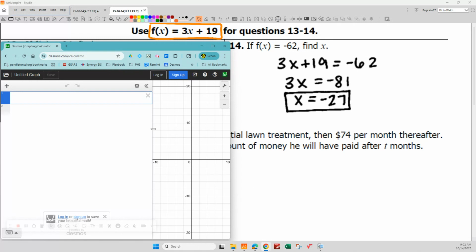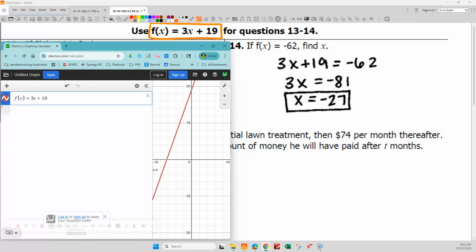Say that again? We probably could. Yeah, we actually probably could use a table. It might be kind of tough to do, though. Tables, we got really good at that when we were using functions, when we were choosing input values and calculating output values, but this one is backwards. So I'm going to go ahead and put the function in first, and let's see what the graph looks like, and maybe that'll help. So f of x equals 3x plus 19.